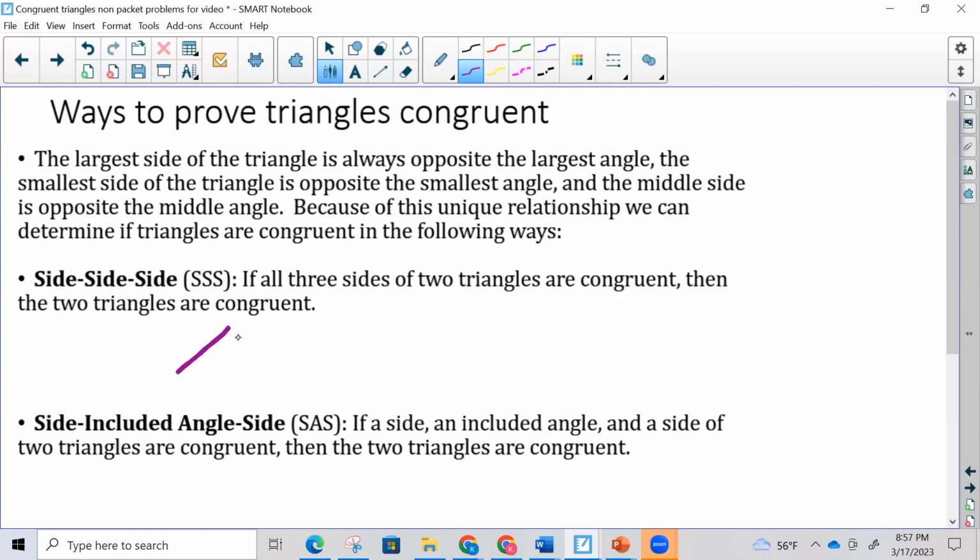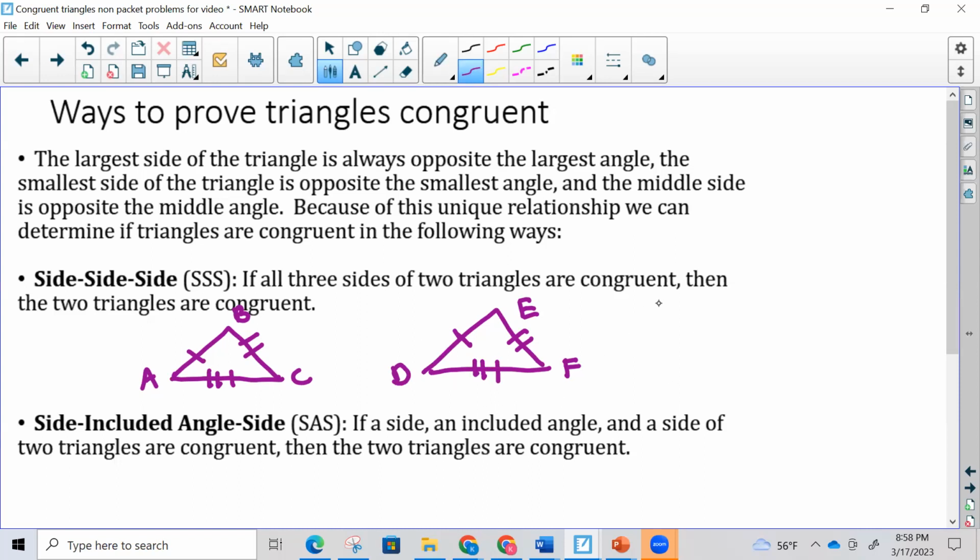So what that looks like is if I have 2 triangles, if I have 3 pairs of sides marked congruent, so if I have like AB is congruent to DE, BC is congruent to EF, and AC is congruent to DF, I can say these 2 triangles are congruent by side, side, side.